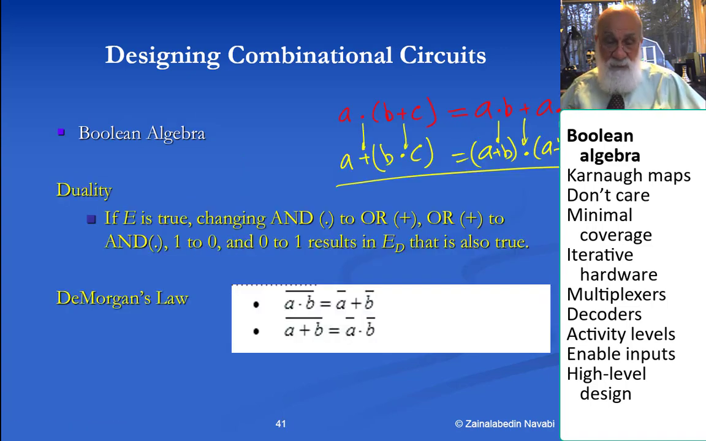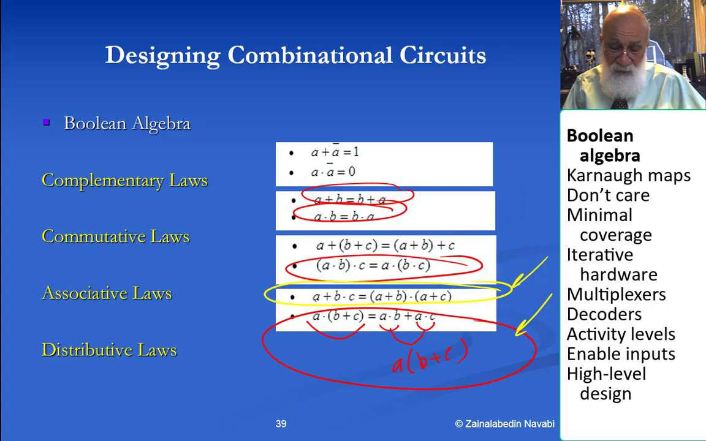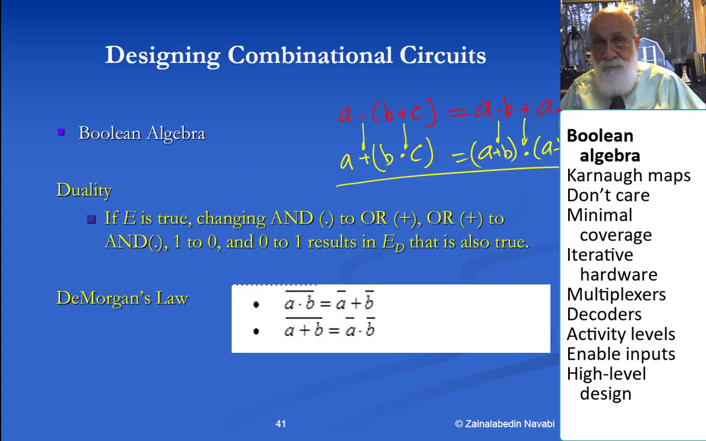Well, actually you can say this about all the rules that I have shown. Each one of these is the dual of the other one. For example, in this first complementary law, change the OR to AND, the 1 to 0 in both sides of the equation. The new expression you get is also good, and therefore this is called duality.